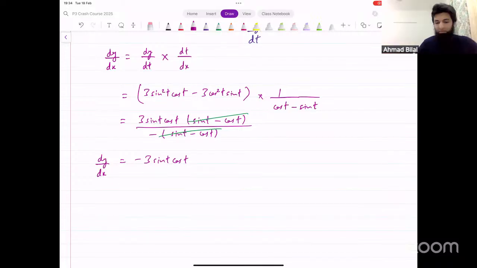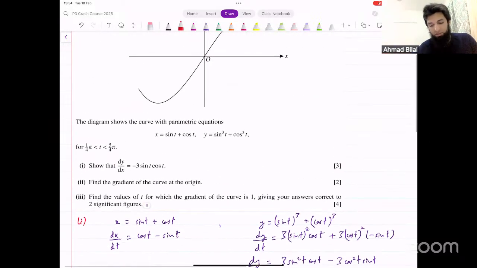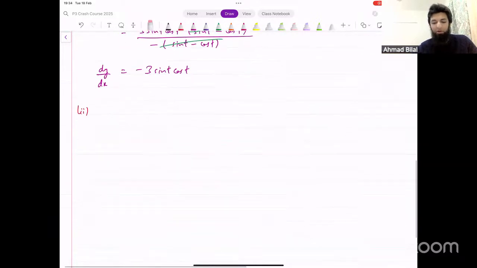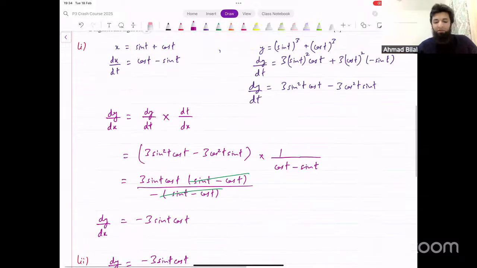Let's move on to the next one. That was part 1. Now the next part says, find the gradient of the curve at the origin. Gradient of the curve at the origin. Okay. At the origin, x is equal to 0 and y is equal to 0. We have minus 3 sine t cos t here. This is the derivative. What value of t do we input here when x is equal to 0 and y is equal to 0?